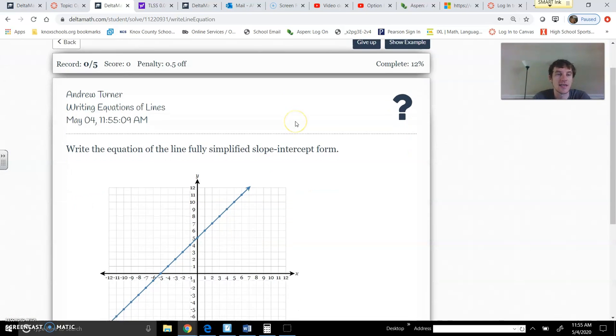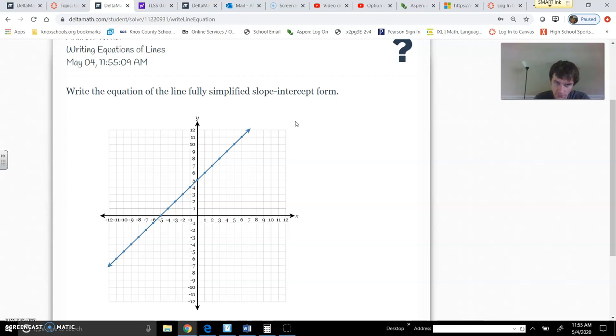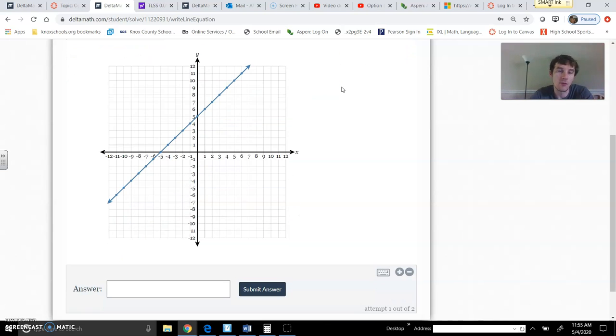So this next one says, write the equation of the line fully simplified to slope-intercept form. When they talk about slope-intercept form, that's the whole idea of slope being m and the y-intercept being b, so y equals mx plus b. They want me to write an equation that follows this style. The m is a letter, but it really represents how much it rises and runs, and that was what we did in the last video.